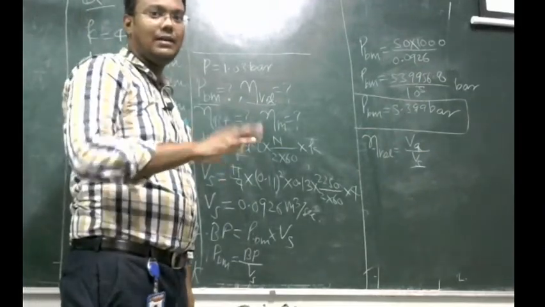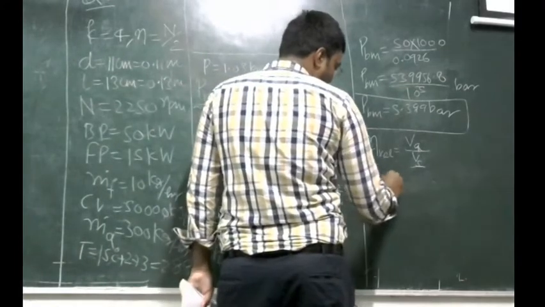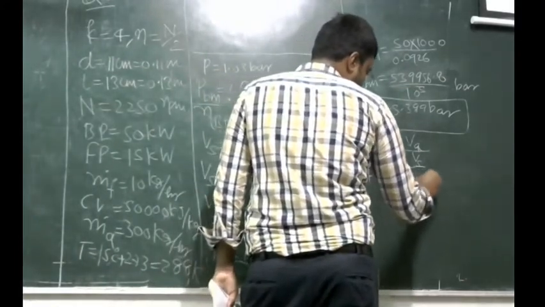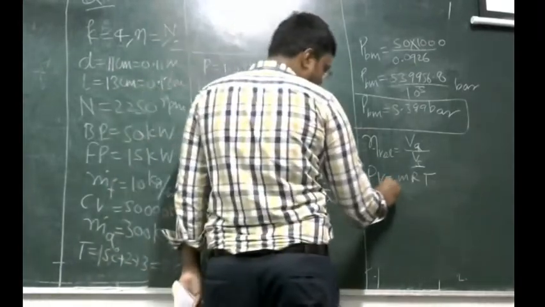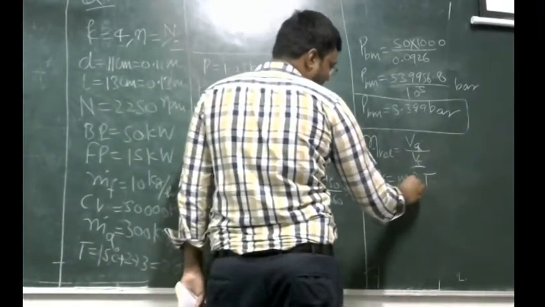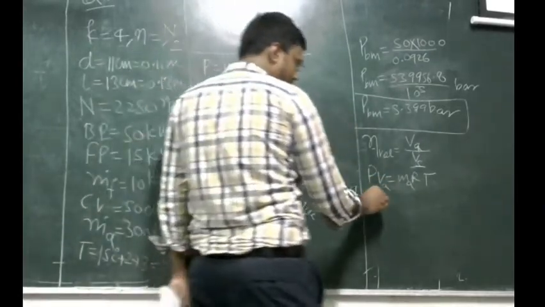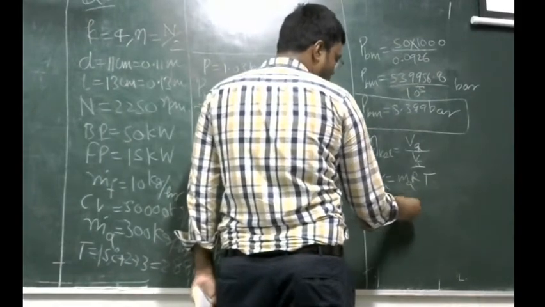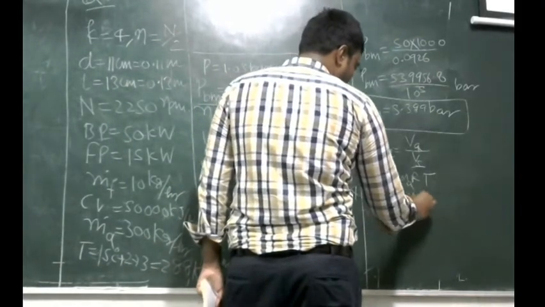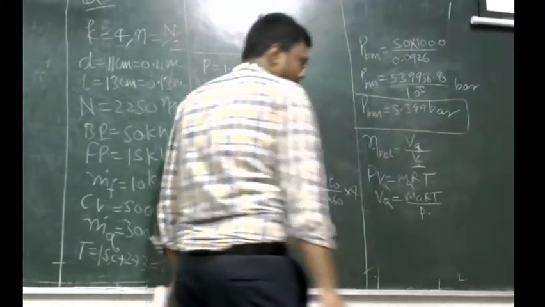That we can calculate by ideal gas equation. So we know the ideal gas equation is PV is equal to mRT. So here we want to calculate Va. So put here P Va is equal to Ma, mass flow rate, times RT. So from here we can say Va is equal to MaRT by P. Okay, so put all the values here.